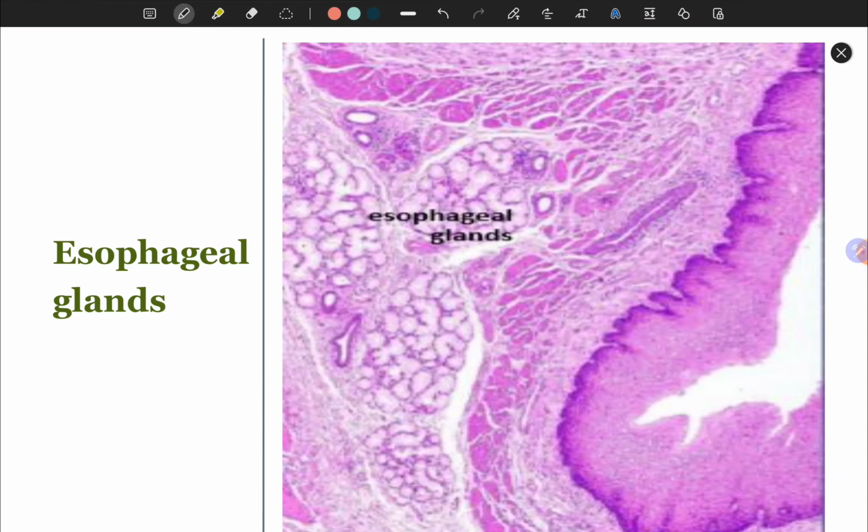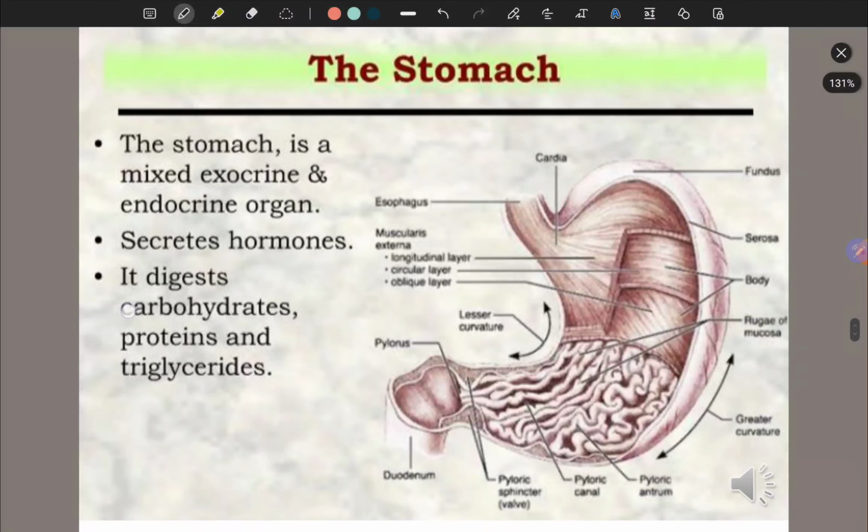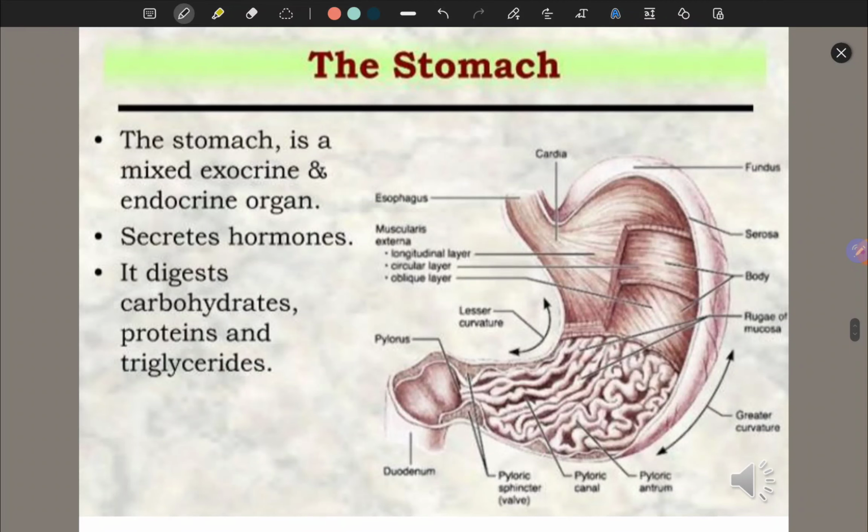Then we can recognize the muscularis externa and the serosa. As I said, it depends on the power. Under low power you can see only the lumen and two layers after that. Another part of the tract is the stomach.